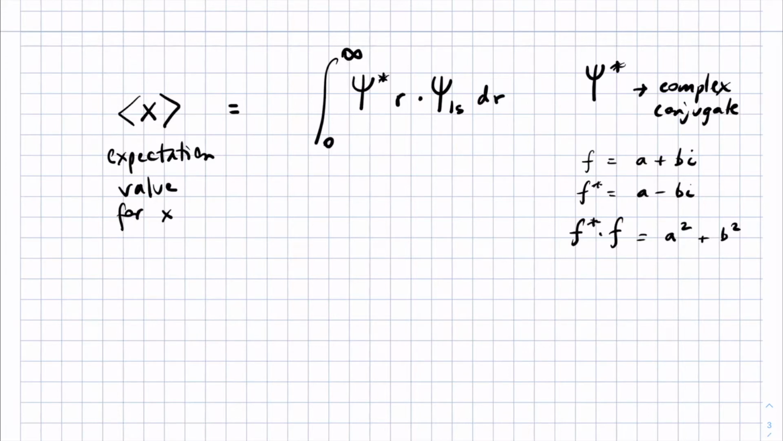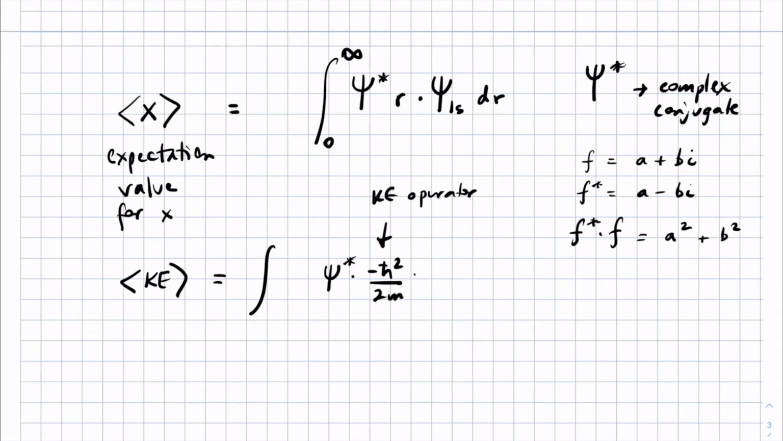So I'll ask you to accept on faith that, for example, this number is positive. The same thing is true for the kinetic energy. If we wanted to know the average kinetic energy of an electron in a 1s orbital for hydrogen, what we would need to do is take the complex conjugate of the wave function times the kinetic energy operator, which is the opposite of h bar squared over 2m times the second derivative of the wave function, integrated over all space.